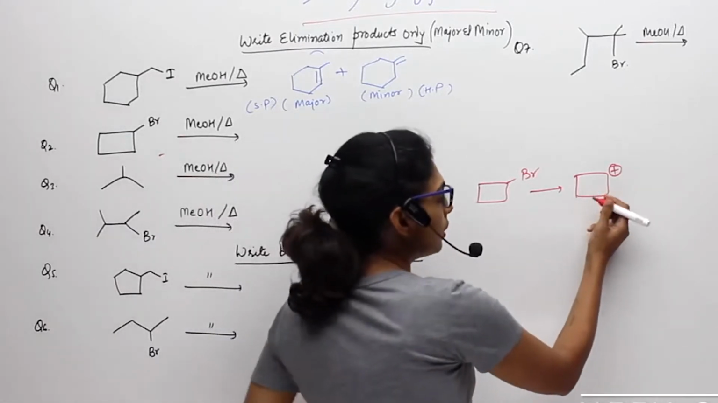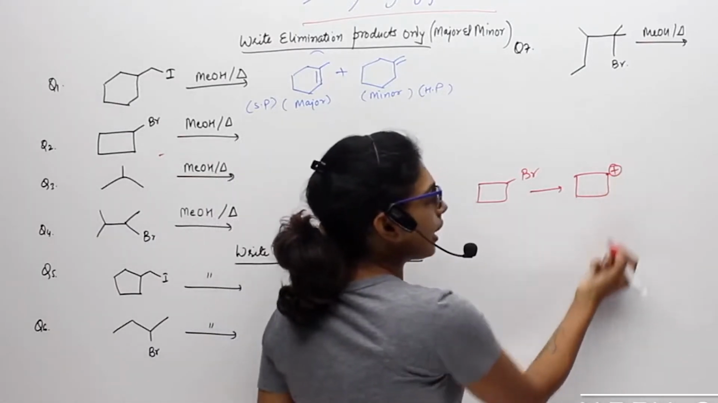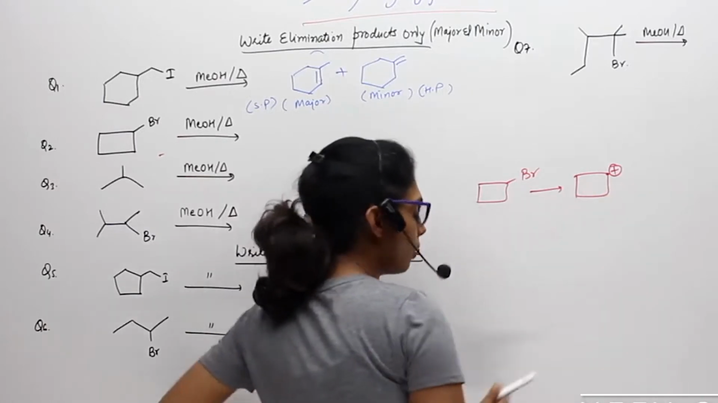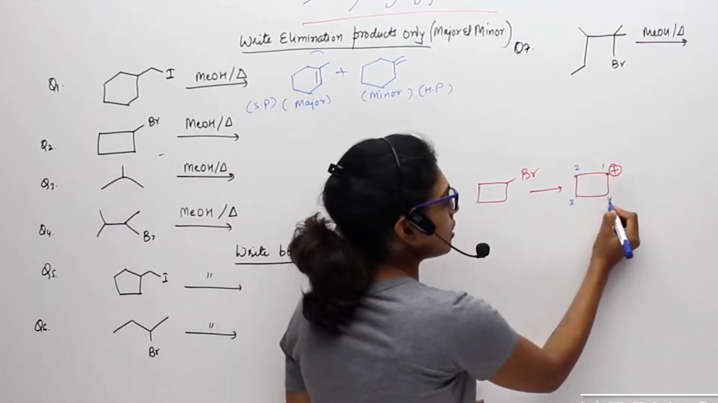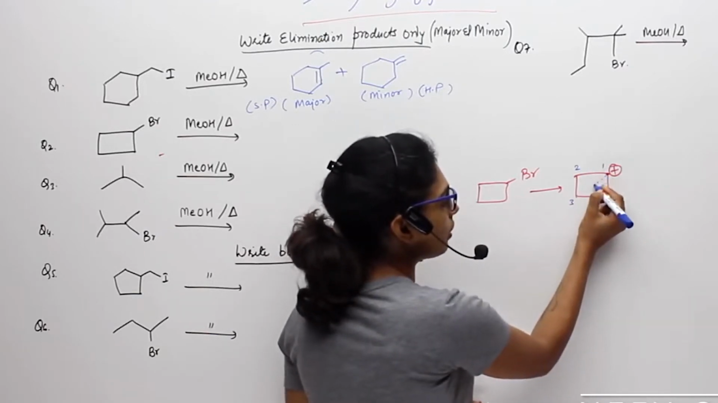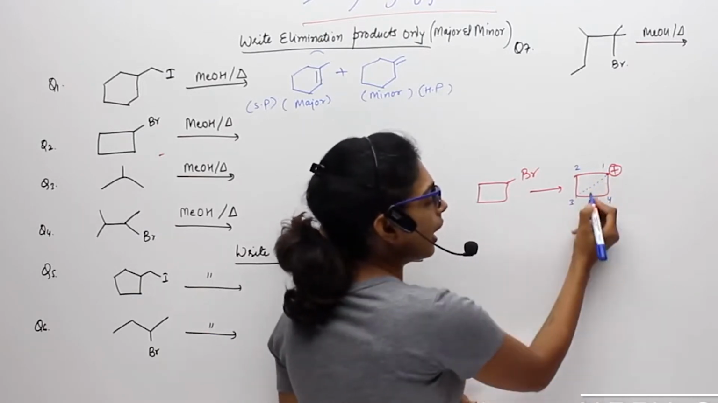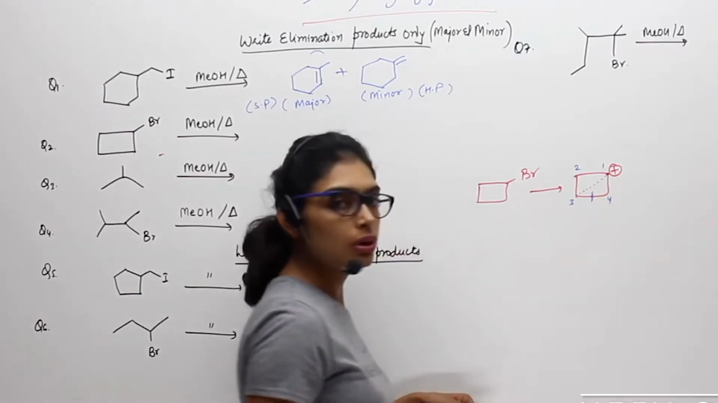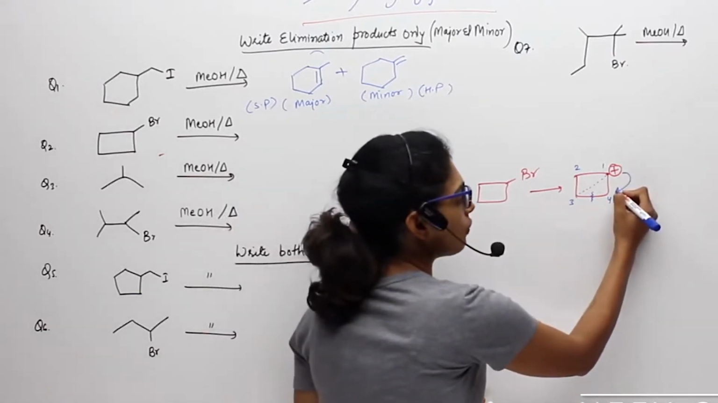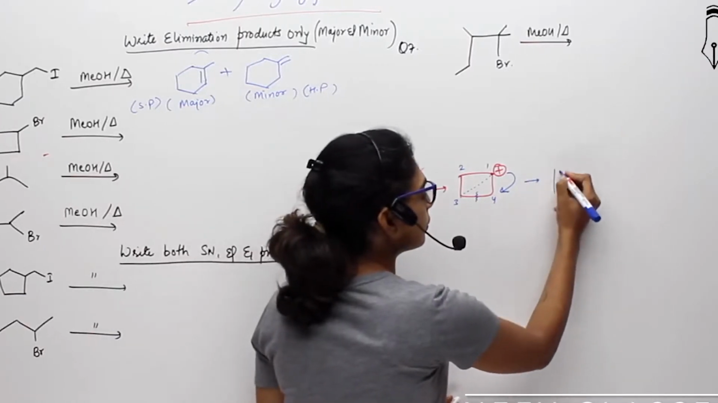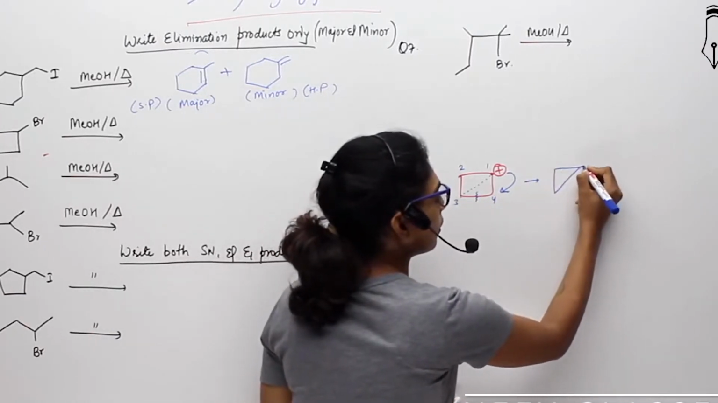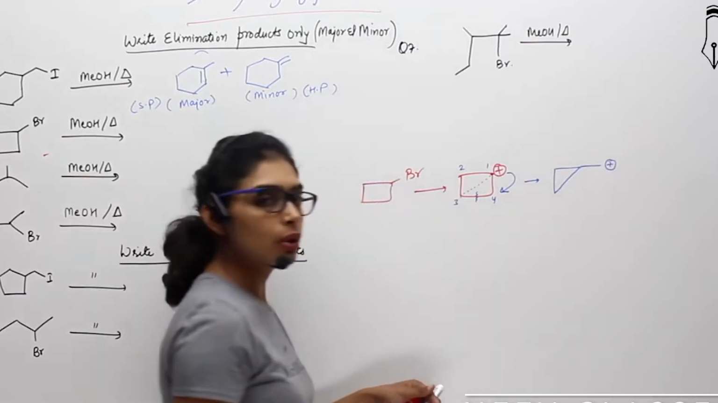So what will happen? This carbon carrying the positive charge will try to form, let's mark the number of carbons. This is 1, this is 2, this is 3 and this is 4. So carbon 1 and carbon 3 will try to form a bond and 3 will break its bond with 4, and this positive charge will shift on carbon number 4. So the chain will look like this. That's how the chain will look.